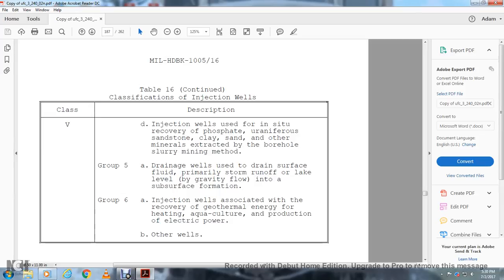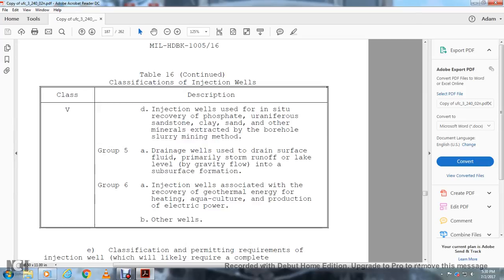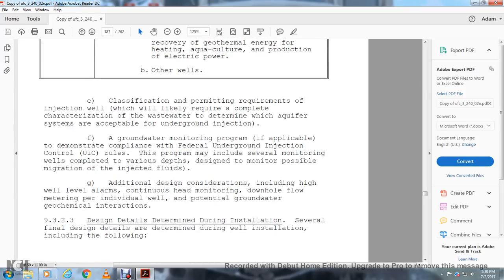Class 5, Group 6: injection wells associated with the recovery of geothermal energy for heating, aquaculture production, electrical power, or other uses. Classification and permitting requirements for an injection well will likely require a complete characterization of the wastewater to determine that the aquifer system is acceptable for underground injection, and a groundwater monitoring program, if applicable, to demonstrate compliance with the federal underground injection control, or UIC, rules.